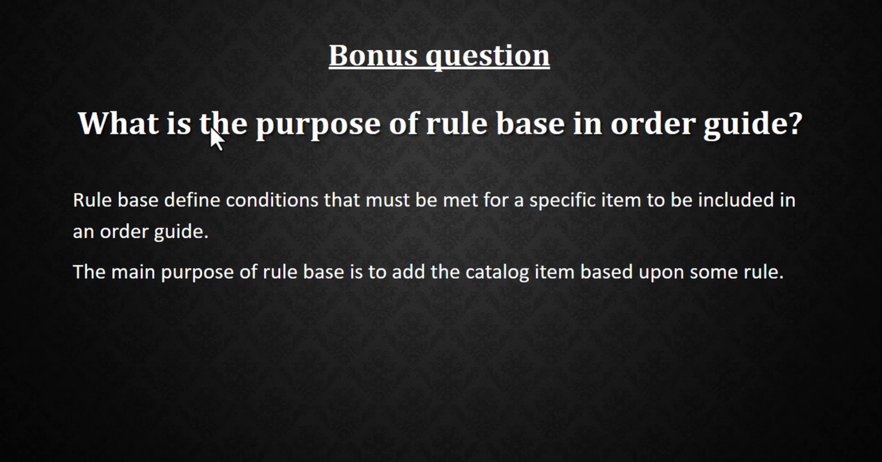Next question is, what is the purpose of rule base in order guide? So rule base defines conditions that must be met for a specific item to be included in an order guide. So basically, in rule base we are specifying some conditions, and based upon those conditions we decide which catalog item we have to include. So the main purpose of rule base is to add the catalog item based upon some rules. Okay.